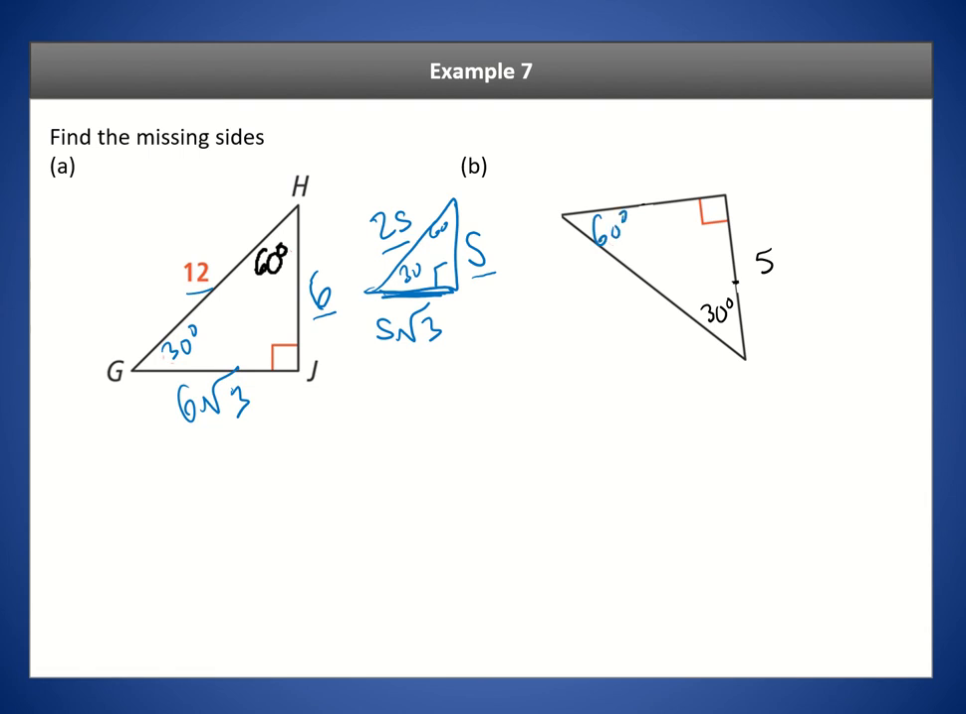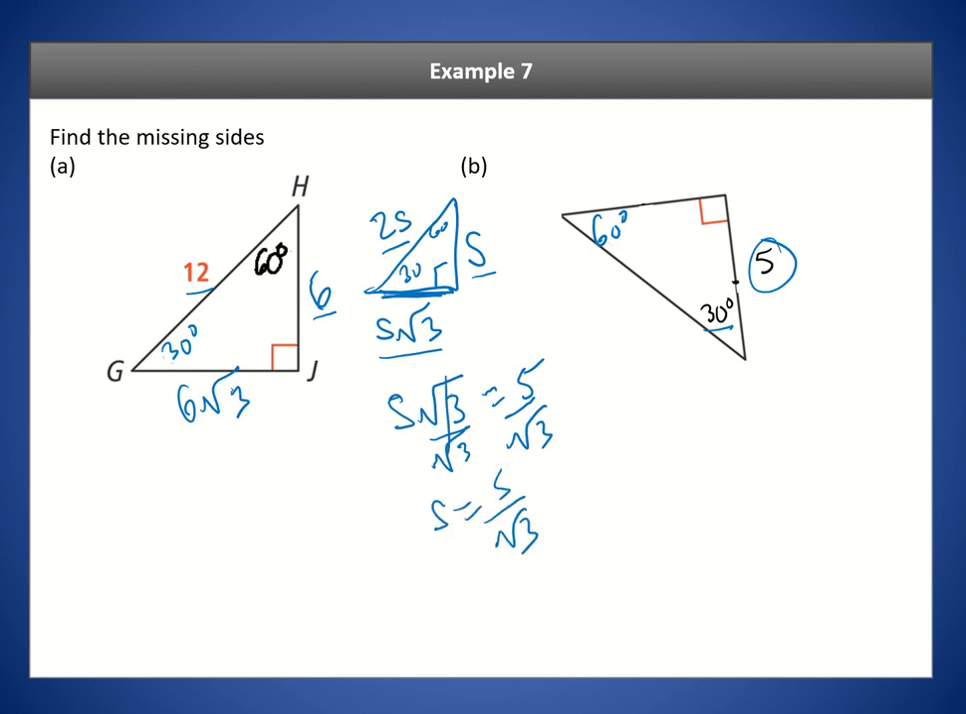Using the same model, here we don't have the shortest side, we have the second longest side, the one beside the 30. So we know that 5 is equal to S square root of 3. So I'm just going to set those equal to each other. And I want to solve for the shortest side. So I'm going to divide by square root of 3. And that gives me S is 5 over square root of 3.